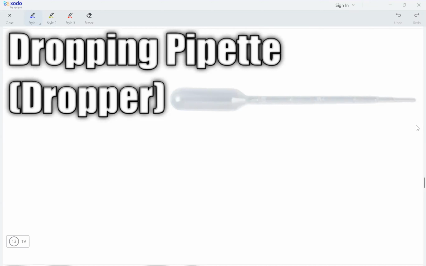A dropping pipette or a dropper is a piece of equipment in the lab that is used to drop certain solutions inside a test tube or a beaker wherever we need it to be placed dropwise. For example, if the experiment asks us to add 10 drops of something, we can use a dropping pipette or a dropper to add 10 drops, or to add a very small quantity if a very small quantity is required. So this is basically a dropper which is used to add solutions in the quantity of drops.